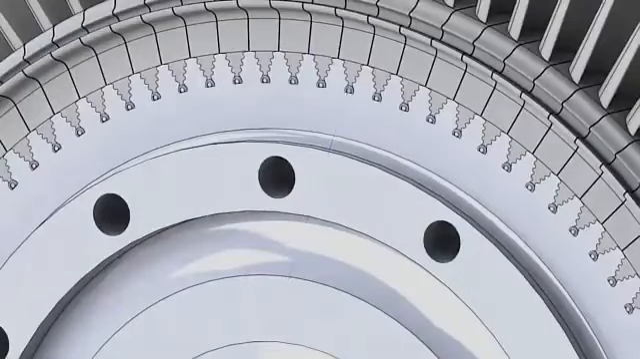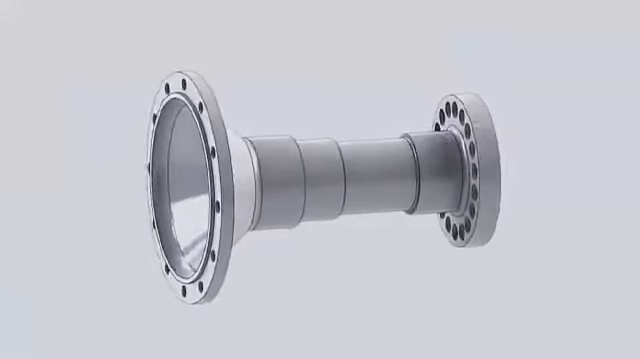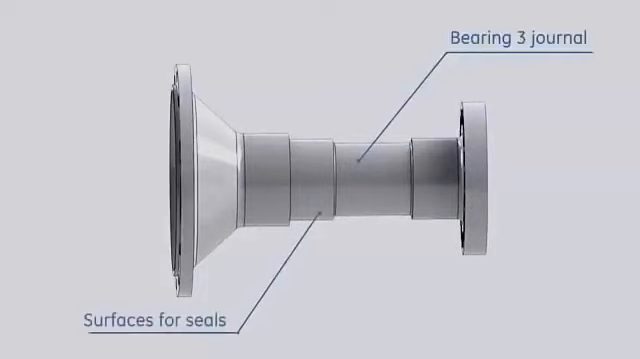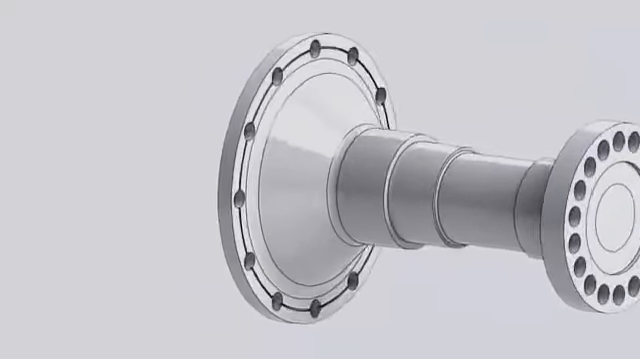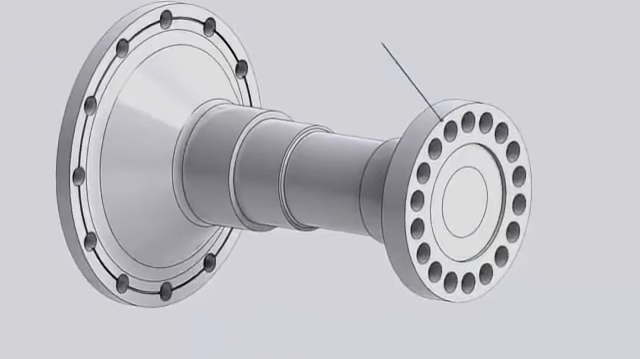like the second stage. The aft wheel shaft is machined to provide the following features: journal surface for bearing number 3 and surfaces for oil and air seals. Aft balancing groove. Aft flange to connect the turbine rotor to the generator rotor.